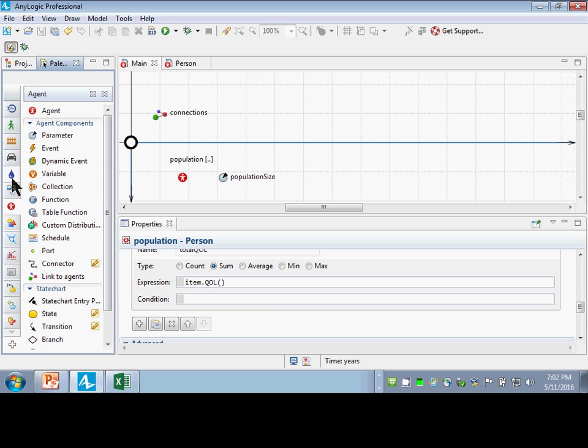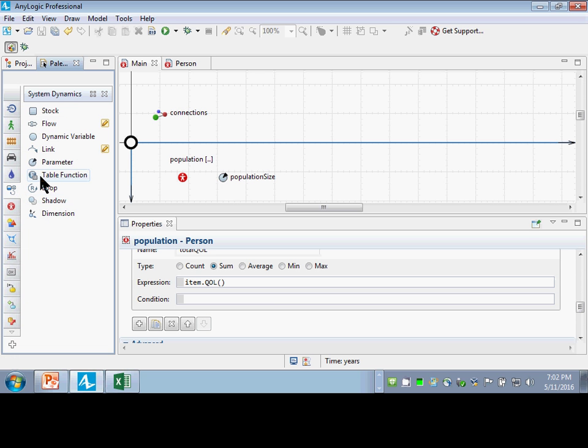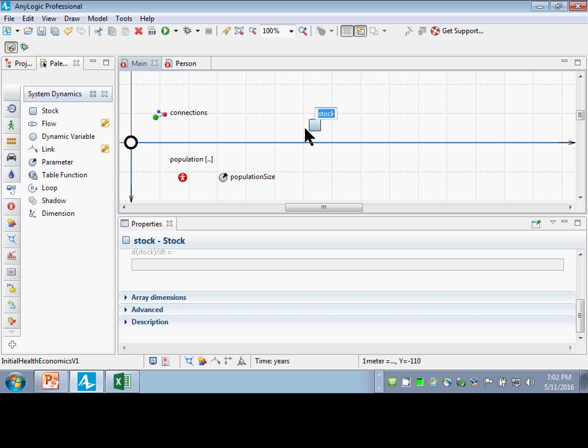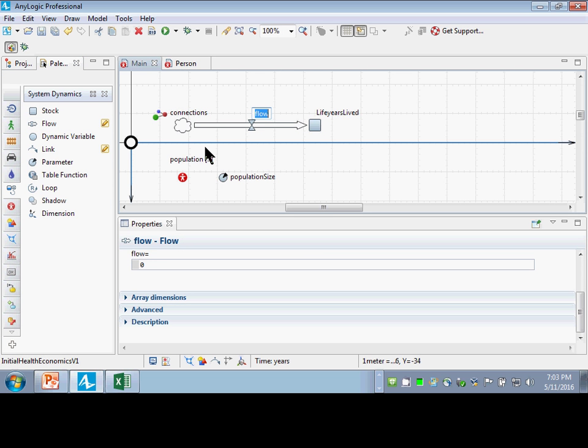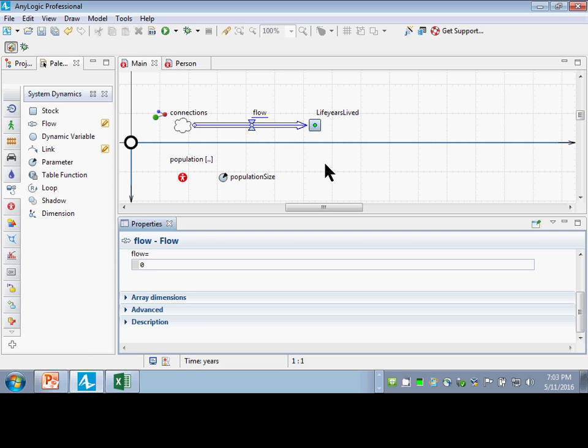I'd like you to drag in a stock called life years. Well, we could call it life years lived by the population. Okay? And there's going to be a flow into the stock. The stock is going to represent an accumulation, and its initial value should be 0. Okay? The initial value of that stock should be 0. That's the default initial. The flow in is going to be called new life years.